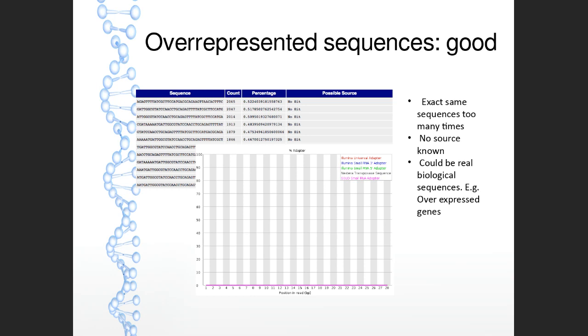Now, in good data, we may well have some sequences that are represented many times, but these might well be of biological origin, especially if we're looking at something like an RNA-seq data set where we've got multiple copies of the same gene. But the possible source is not identified, so this leads us to think that these might well be biological in origin.